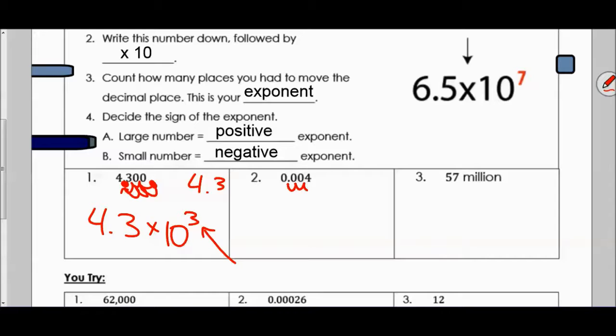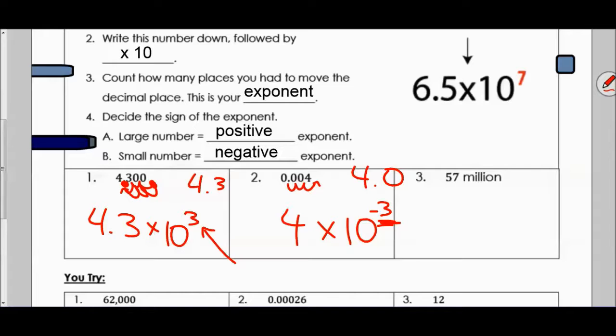This one's going backwards 3 spots. It's a small number, so we know we're going to have a negative exponent, and it jumps just behind that 4. This could be 4.0 or just 4. 4 times 10 to the negative third. It moved 3 spots backwards, and we're dealing with a small number. It's another way to confirm that it needs to be negative.